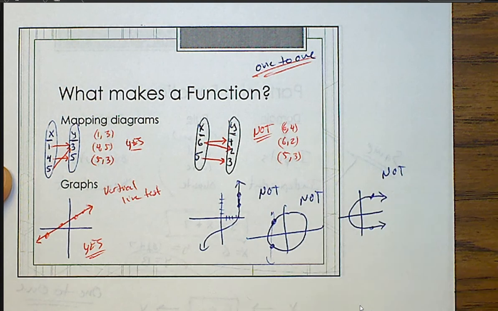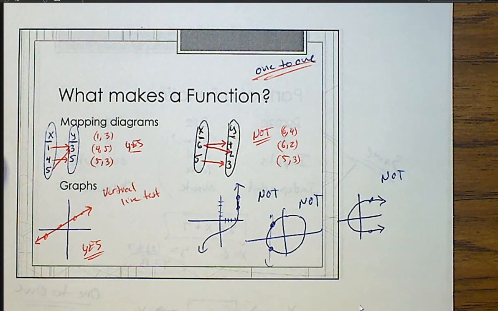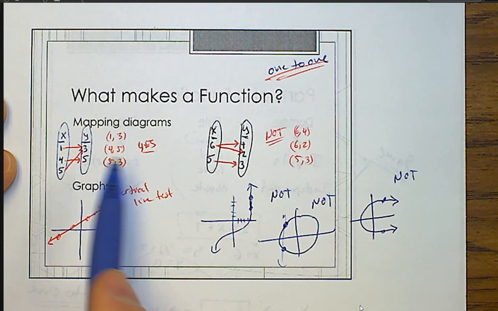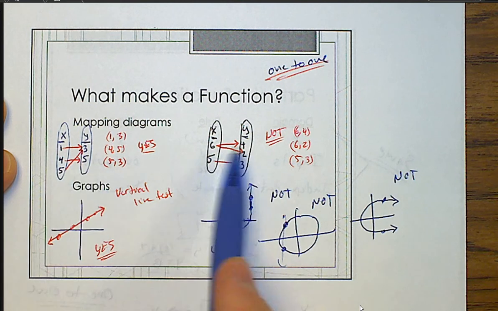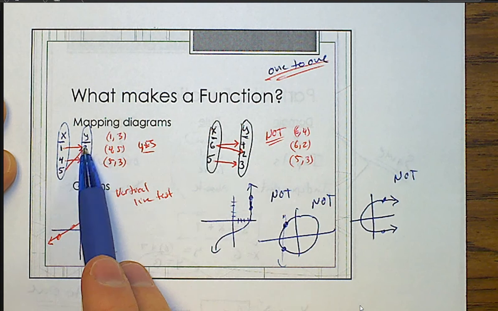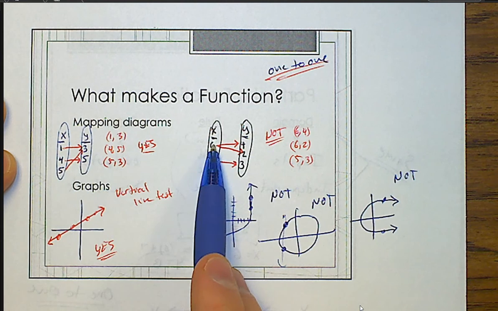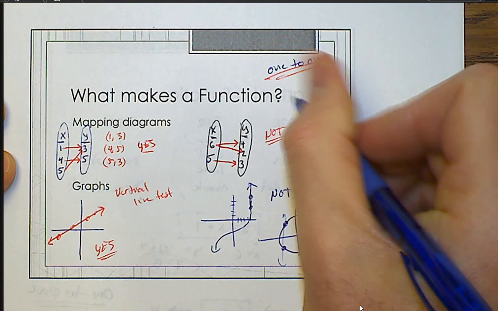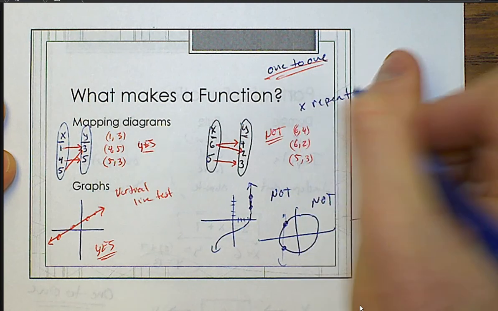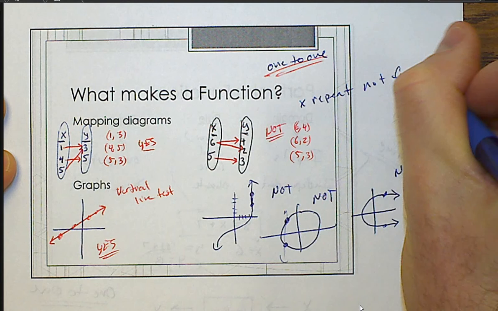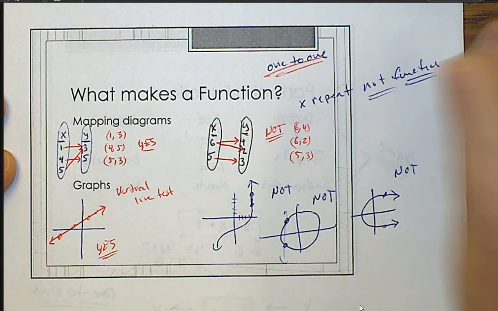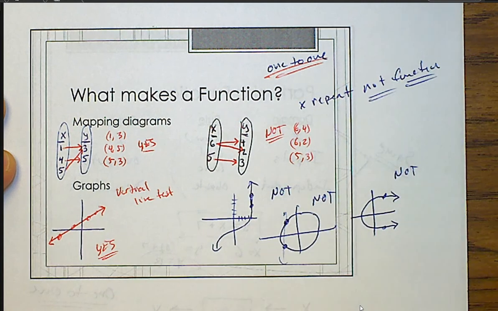So here are some quick and easy ways to remember this, because a lot of students get confused, like on this one where you have 5 and 1 both going to 3. What's the difference between that, where they both go to 3, and where 6 is going to 4 and 2? If your x values repeat, it's not a function. It's an easy way to remember it. Okay? But there are some visuals too. All right, let's keep moving on.